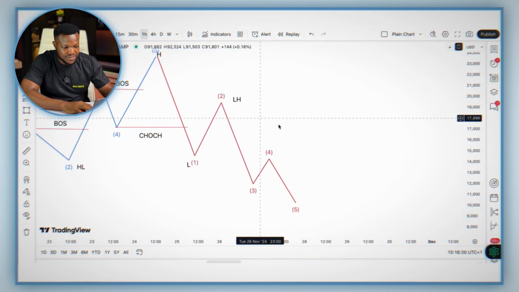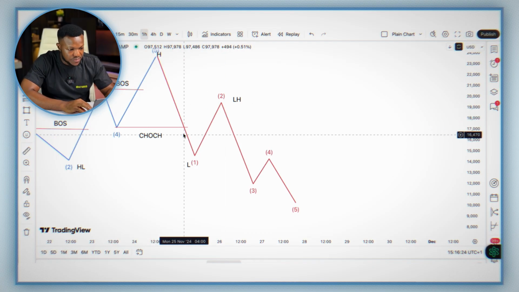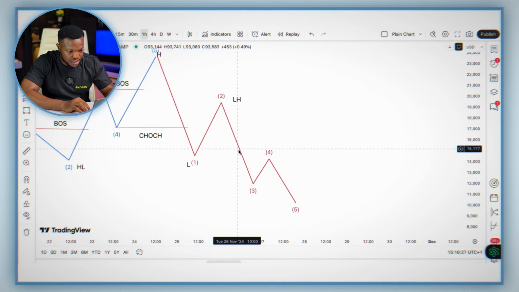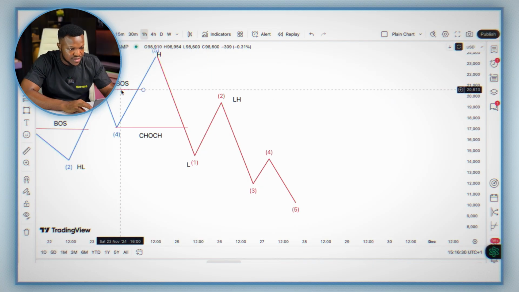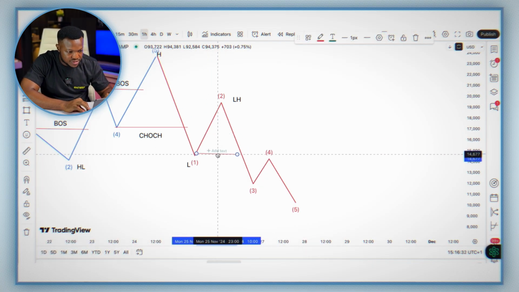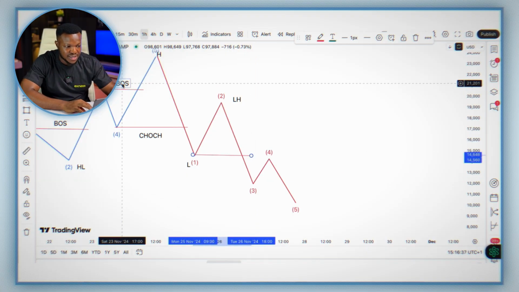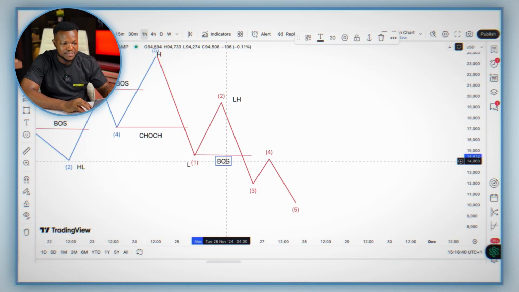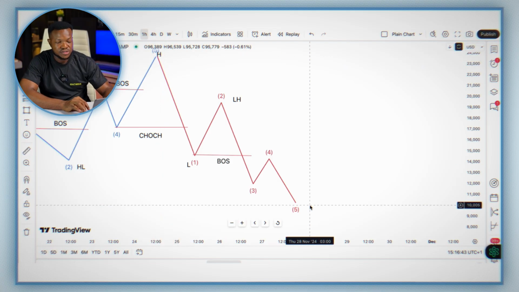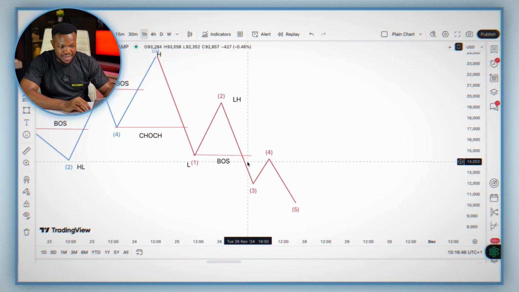Also, we could have the same thing happen here. Take note of this, guys. At this particular level, you see price came to this point to create equal lows. At this same level, the moment price broke this equal low level and went down to create a lower low, here is not a change of character, it's called a break of structure. It is maintaining the structure of a downtrend and it is creating lower lows at this particular level.